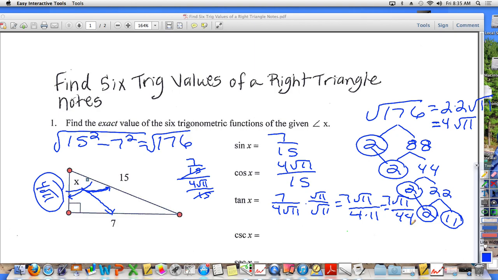All right, cosecant. What does cosecant mean? It's the reciprocal of sine. So if sine is 7 over 15, the cosecant is 15 over 7. Wouldn't that be 2 and 1 7th? Well, just leave it as a fraction though. An improper fraction is fine.